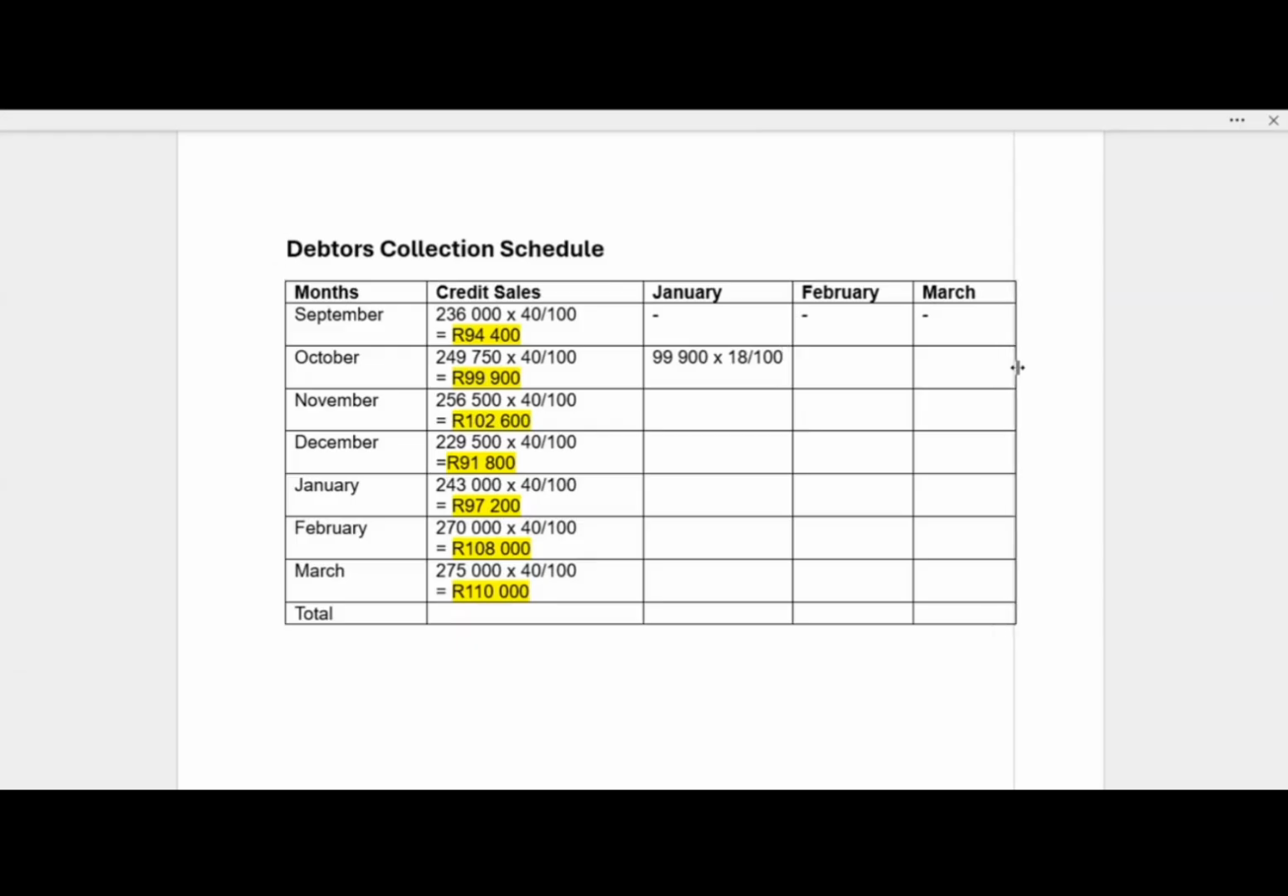Let me extend this so that we've got proper space there. Okay, right. And then it's equal to 99,900 multiplied by 18 divided by 100. How much are you getting right there? Let's see. 99,900 multiplied by 18 divided by 100.